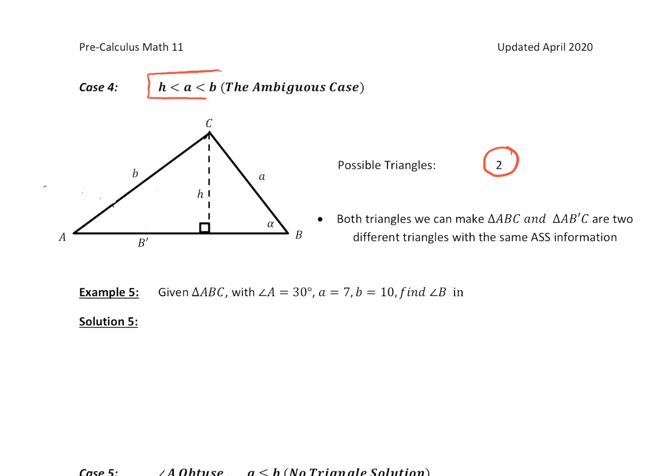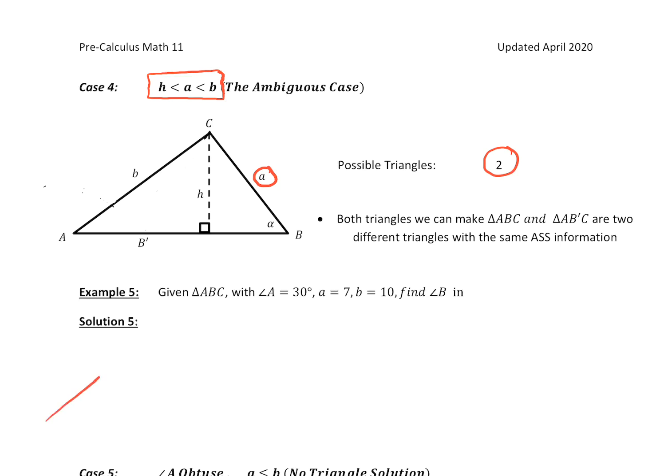If A is greater than the height but less than B, you have two triangles. So here we go. Given a triangle with angle A 30 degrees, A is 7 and B is 10. Right away I look at that and say A is 7 and B is 10, so A is not greater than or equal to B. So I know I don't have only one triangle, be it an isosceles or an oblique. So I need to check the height.